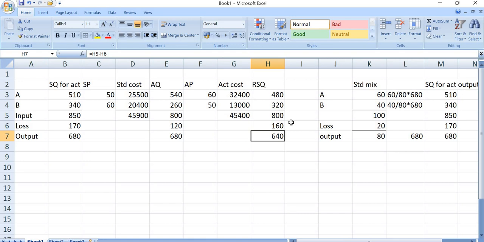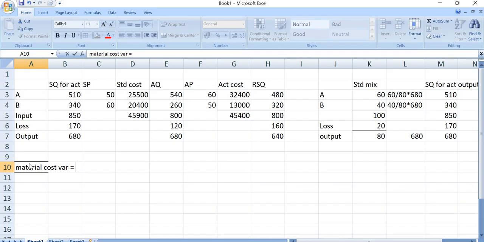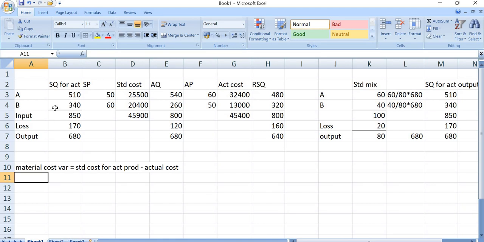So now we have calculated everything. So let's move on to calculation of variances. So first let's calculate material cost variance. Material cost variance, usually you can remember the formula easily. If it is cost variance, we have to consider standard cost and actual cost, that's it. So standard cost for actual production, remember the term actual production, minus actual cost. So standard cost for actual production, you can calculate totally, or you can calculate for A, B separately. It's up to you. If I'm calculating A separately and B separately, I want to put a total. You should not miss to put a total here.